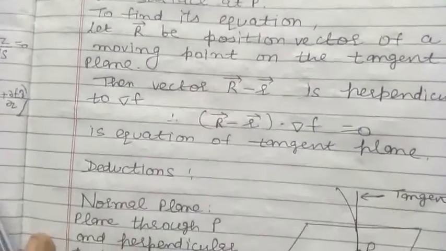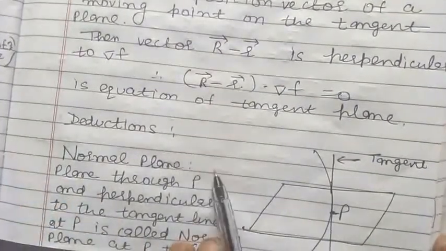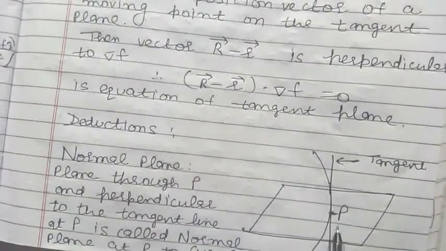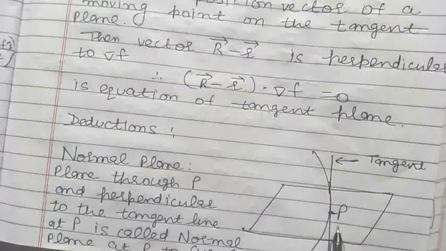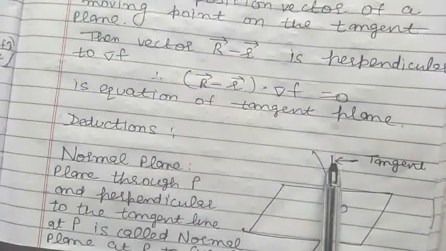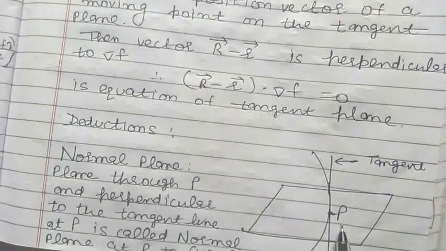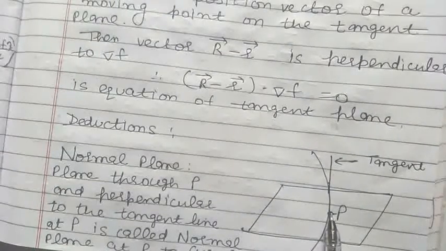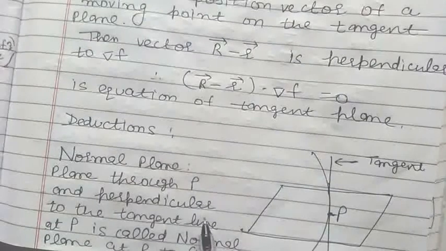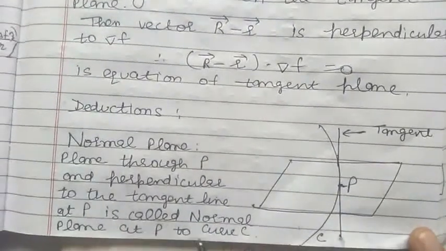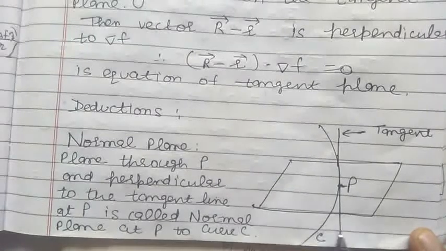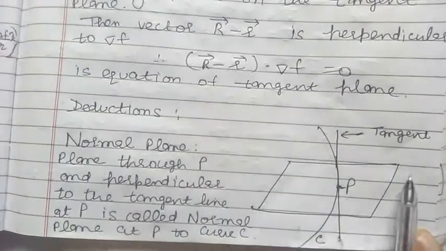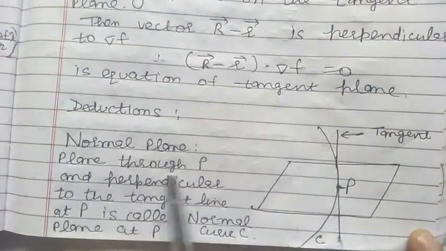Now next is, what is the normal plane? In order to define the normal plane, let us take a curve C. P is the point where we are to define the normal plane. Let us take a tangent drawn at the point P. Now the plane which is passing through this point P and perpendicular to this tangent line is called the normal plane at the point P to the curve C. So the plane which is passing through P and perpendicular to this tangent line, that is this plane, is called the normal plane.